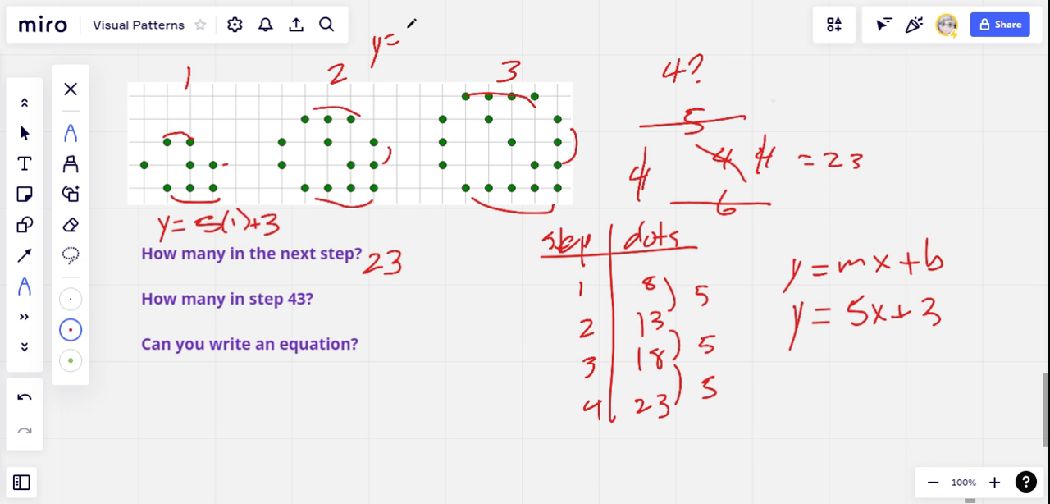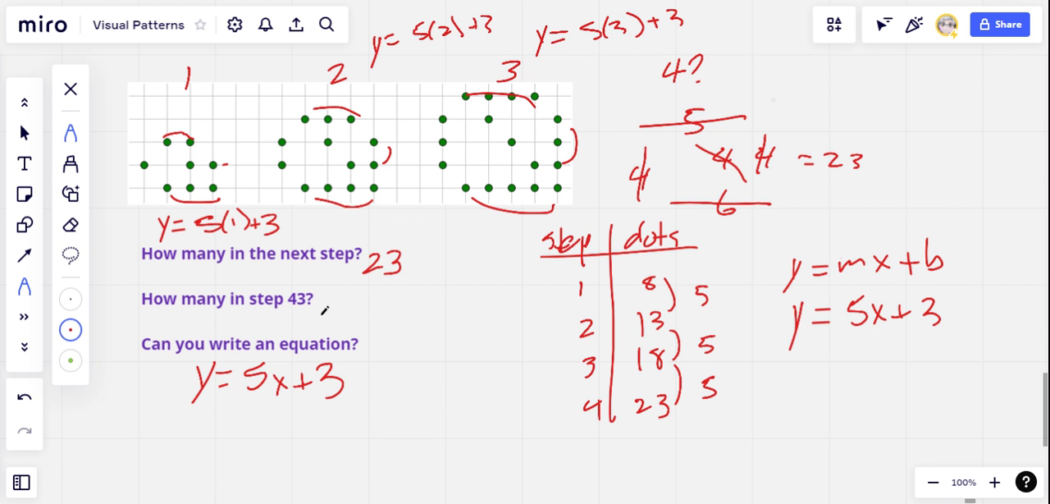Now that should be our whole equation, but let's test it with step number 2. So y equals 5 times 2 plus 3. That'd be 10 plus 3, that's 13. Yeah, that's how many in step 2. How about step 3? y equals 5 times 3 plus 3. 5 times 3 is 15, 16, 17, 18. Yep, that's how many we got in step 3. So this looks like a good equation. y equals 5x plus 3.